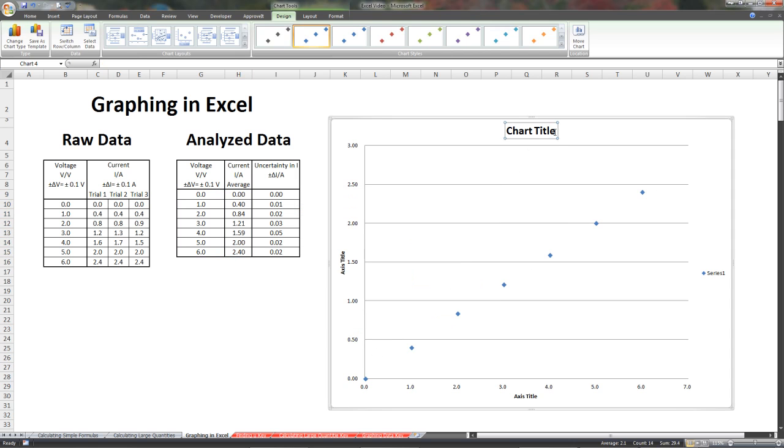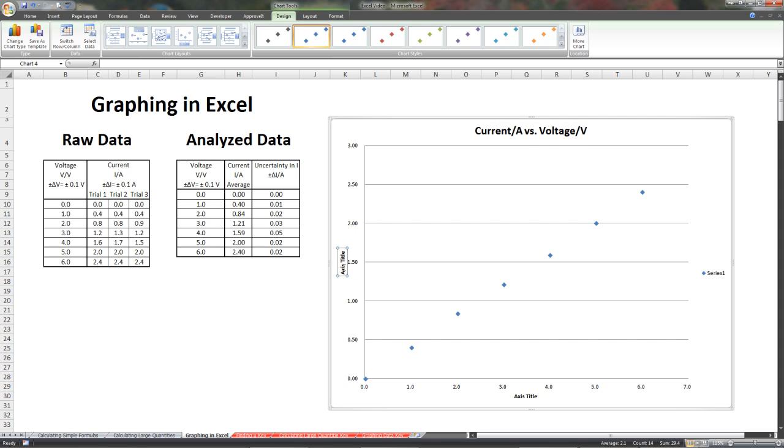Now what I want to do is go ahead and title my graph. And so this is dependent versus independent. And so my dependent variable is current in amps versus my independent variable, which is voltage, in volts.